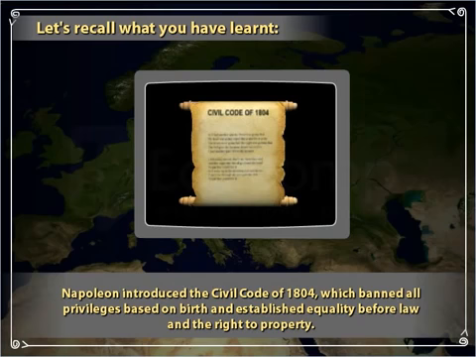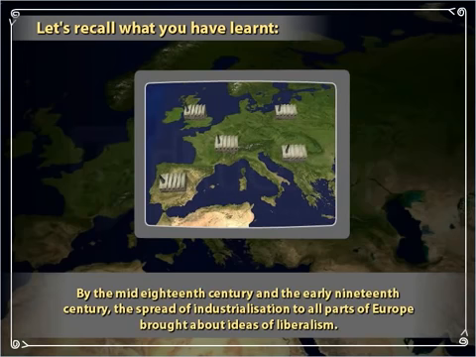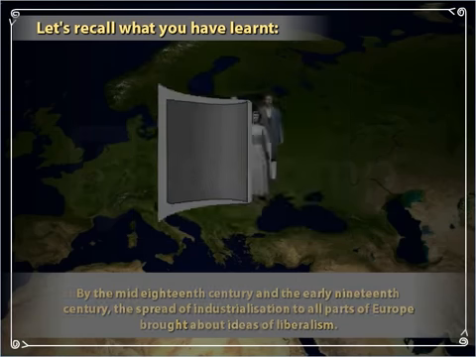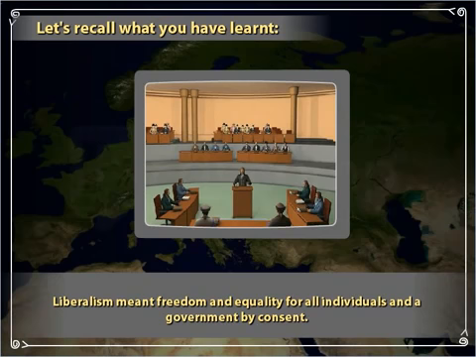the right to property. By the mid-18th century and the early 19th century, the spread of industrialization to all parts of Europe brought about ideas of liberalism. Liberalism meant freedom and equality for all individuals and a government by consent.